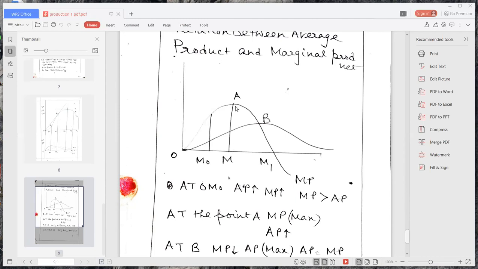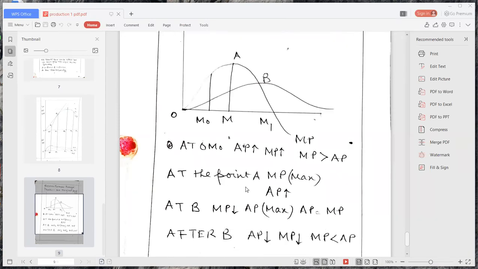At the production level OM, MP becomes maximum at the point A, and AP goes on increasing. Here it is. AP increases and MP becomes maximum. At the production level OM1, between M and M1, at the point B, AP becomes maximum, but MP falls and AP equals MP.